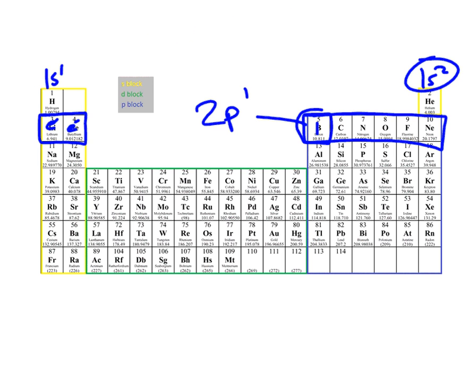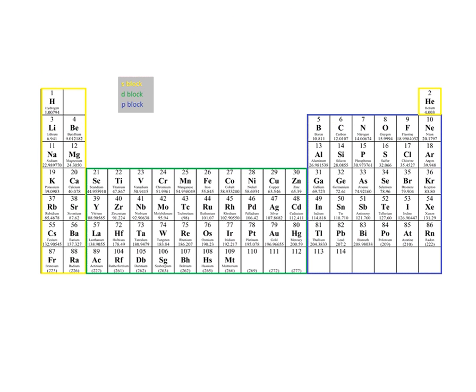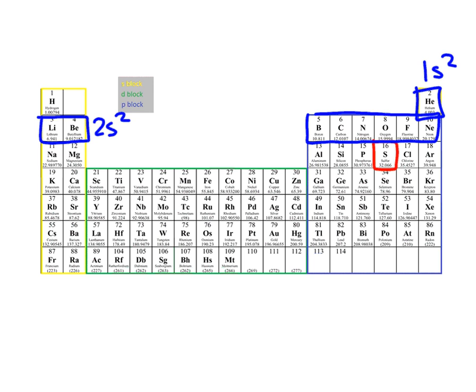Okay, let's look at sulfur. Let's go ahead and erase this real quick. Sulfur, we have again 1s2. We have right here 2s2. Now sulfur is down here, which means I'm going to fill up this whole block, which would be 2p, 1, 2, 3, 4, 5, 6, 2p6.